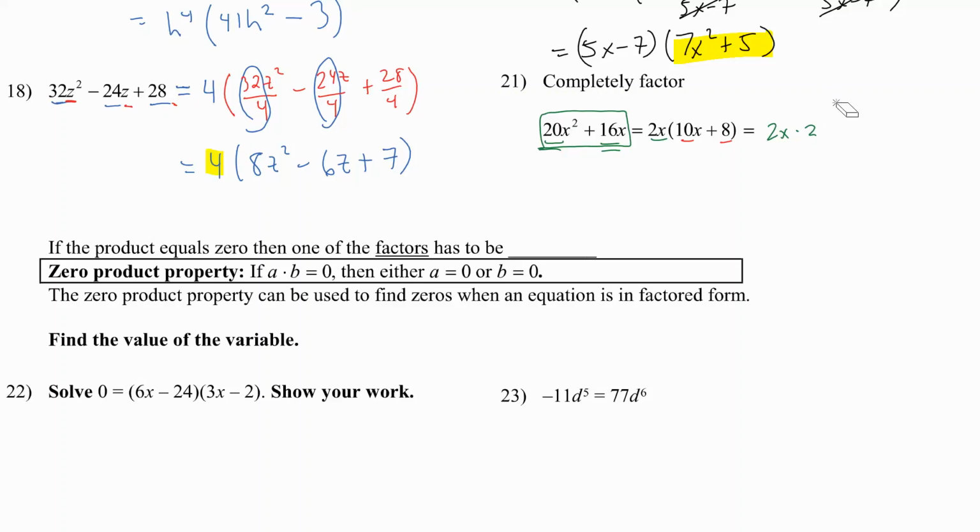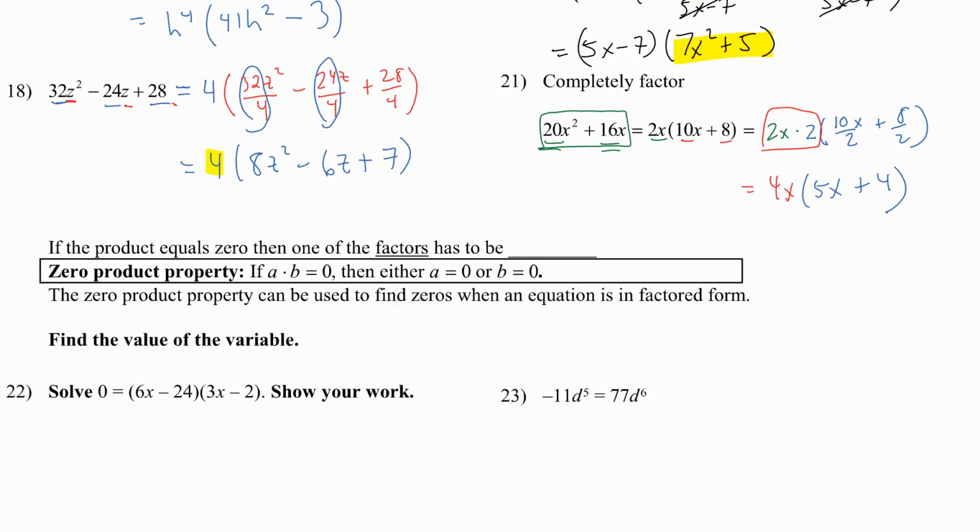So I'll change the color just to emphasize that. So I'm going to factor by 2 again. So that's 10x divided by 2 plus 8 divided by 2. Okay, and this number out front, 2 times x times 2 is 4x. And then what we have is 10 divided by 2, which is 5x. And then 8 divided by 2, which is 4.